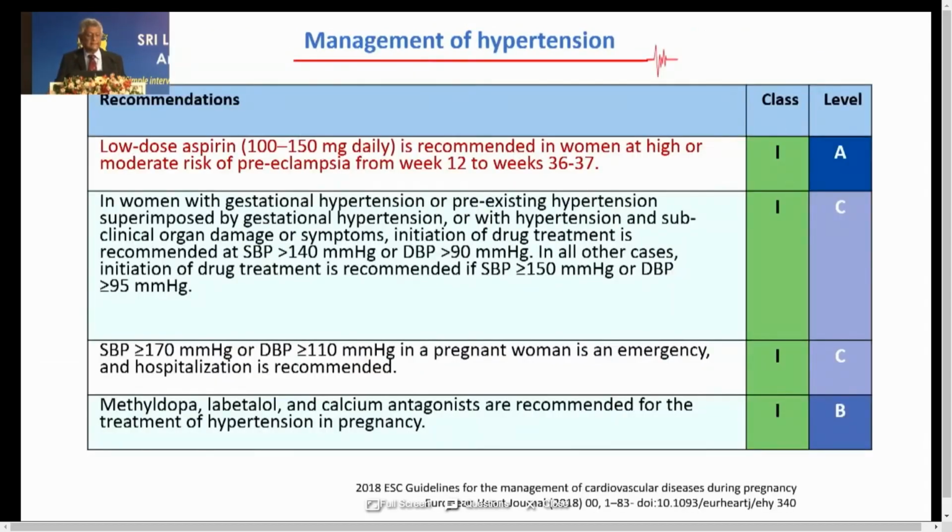So what the guideline says: low dose aspirin should be recommended in women at high or moderate risk of preeclampsia from week 12 up to week 36 to 37. In women with gestational hypertension, or pre-existing hypertension superimposed by gestational hypertension, or hypertension with subclinical organ damage or symptoms, initiation of drug treatment is recommended over a blood pressure of 140/90. In all other cases, initiation of drug treatment is recommended over 150/95. Systolic blood pressure more than 170 or diastolic blood pressure more than 110 in pregnant women is an emergency and hospitalization is recommended. Methyldopa, labetalol, and calcium antagonists are recommended for the treatment of hypertension in pregnancy. Again, these are all class 1 indications.